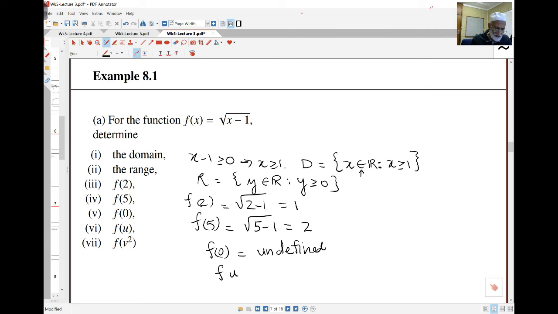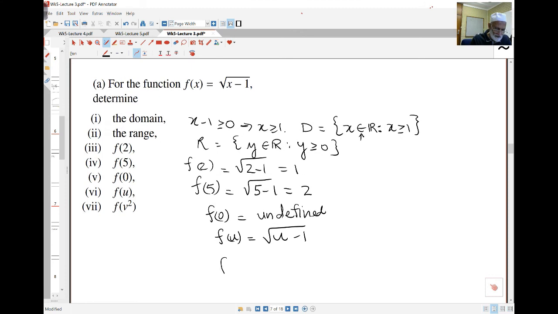f at u, so all I do is whenever I see x, I write u now. So that becomes the square root of u minus 1. And similarly, f at v squared essentially means whenever I see x, I write v squared. So it's the square root of v squared minus 1. So x actually is called a dummy variable. All it tells me is what I put in this location here. If I have a 5 in the brackets, I put a 5 there. A u in the brackets, I put a u there. A v squared in the brackets, I put a v squared there.